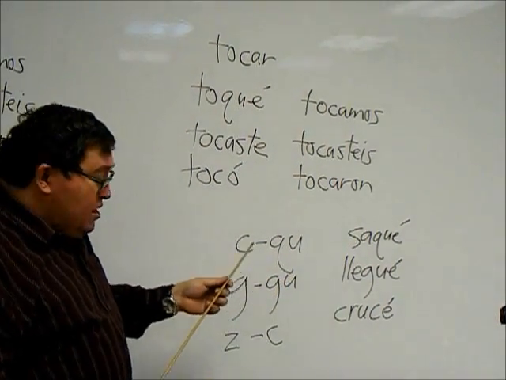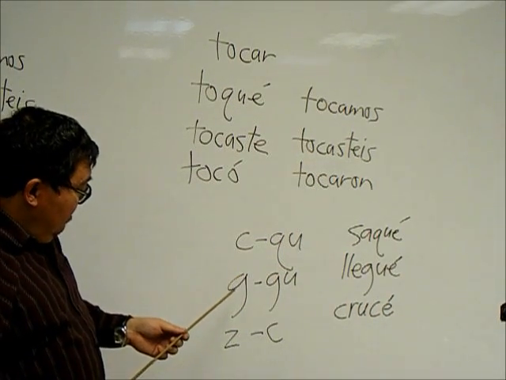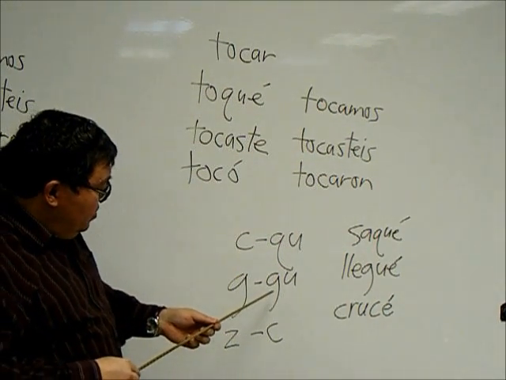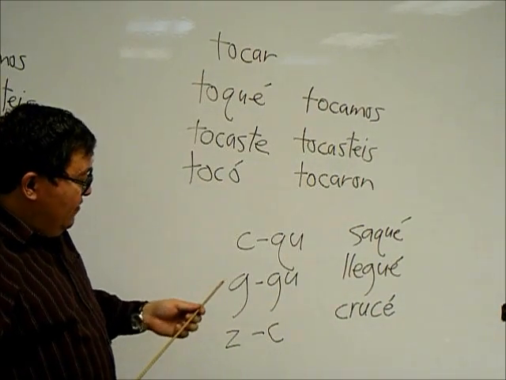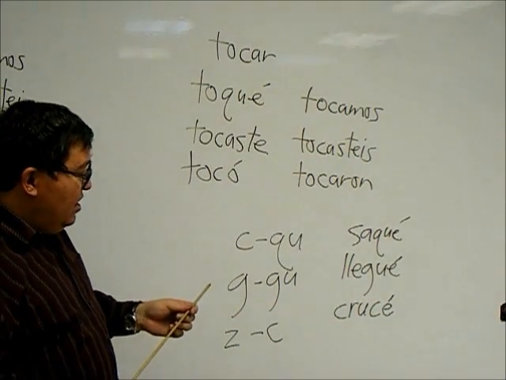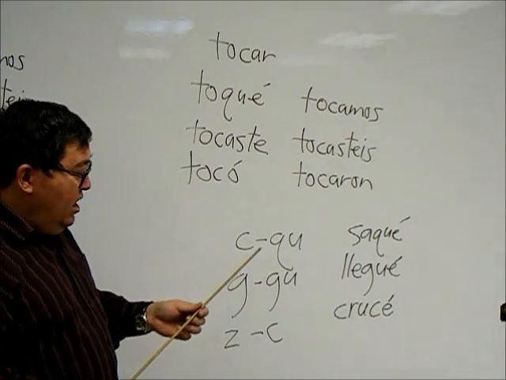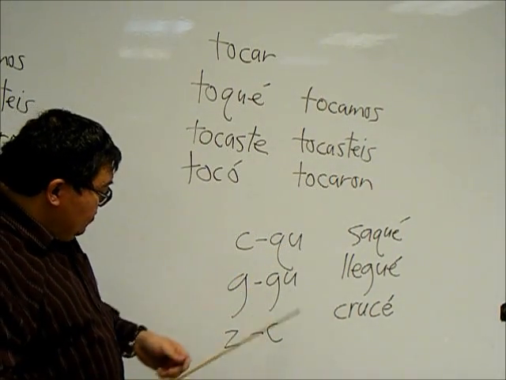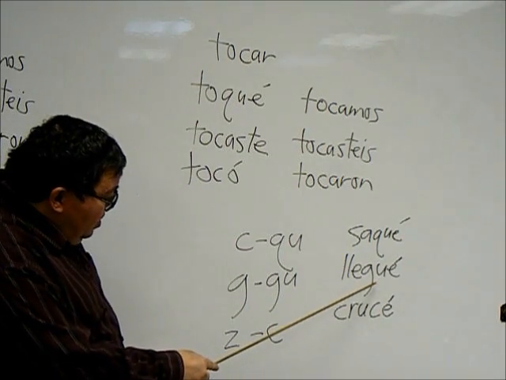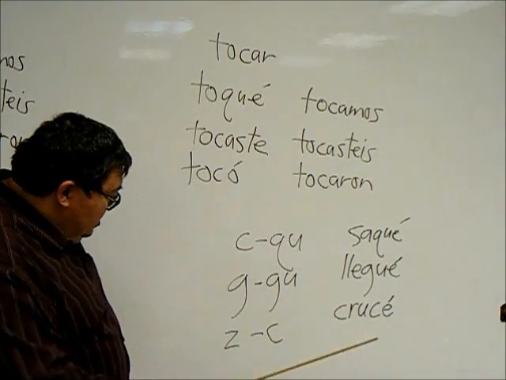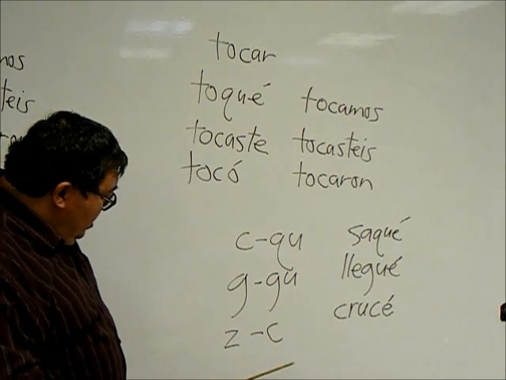Saqué la basura, I took out the trash. If it's a G, you change the G to a GU. For example, here's the verb llegar, I arrived. If I just go L-L-E-G-E, that's llegé. And I don't want to say llegé, I want to say llegué. So to get my hard G sound, I change that G to a GU, and I get llegué, which means I arrived.